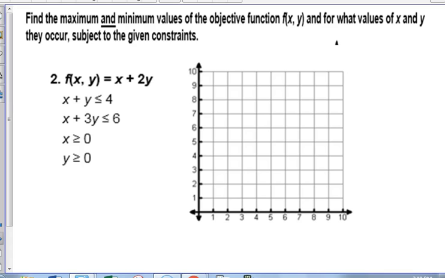3 minutes. No more. Get this one done. You can talk to the people next to you. And let's do Claire. She's already done.